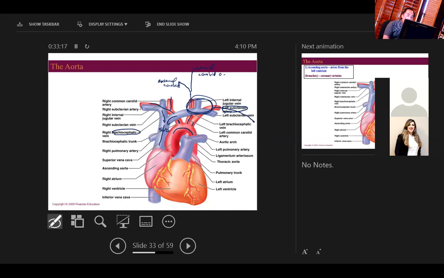So what are the tributaries of the brachiocephalic vein? That's going to be the internal jugular vein and the subclavian vein. Okay, so that's how we trace veins. Now, the vein that follows the common carotid artery is actually called the internal jugular vein. The vein that follows the subclavian artery here, we're going to call the subclavian vein. So now they carry the same name.